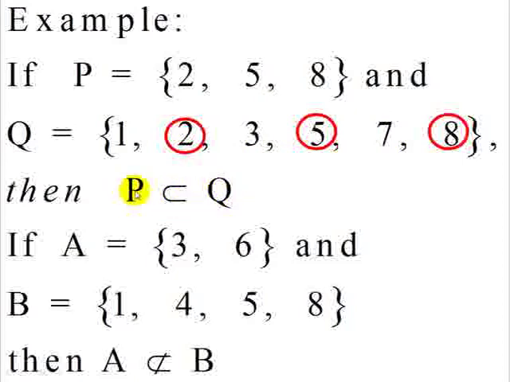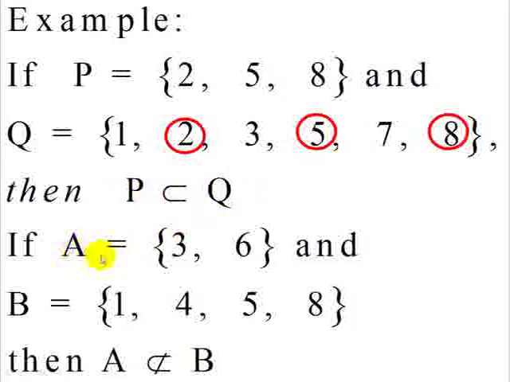Why is P a subset of Q? This is because all the members of the set P can be found in the set Q. That is, 2, 5, 8 can be found in the set Q. So we say P is a subset of Q.